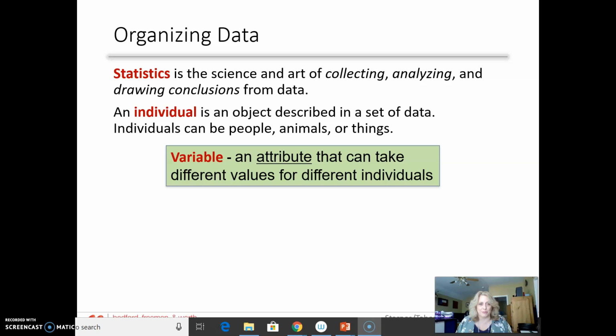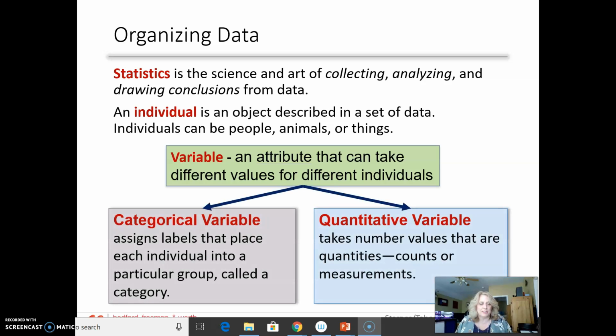There are different types of variables, but a variable is an attribute that can take different values for different individuals. For instance, if I were looking at my statistics class and I looked at their heights, then height would be an attribute of the individuals, which would be my statistics students. A variable could be quantitative or it could be categorical. We know it's categorical if it's basically being put into groups, and it's quantitative if it takes on a number value that you could do measurements with.